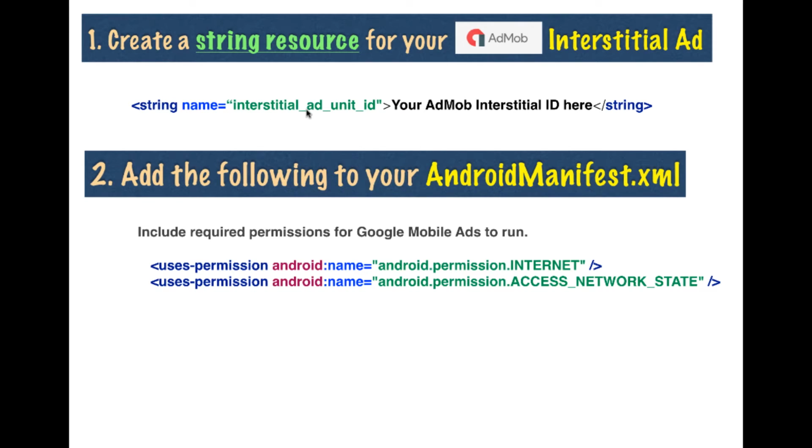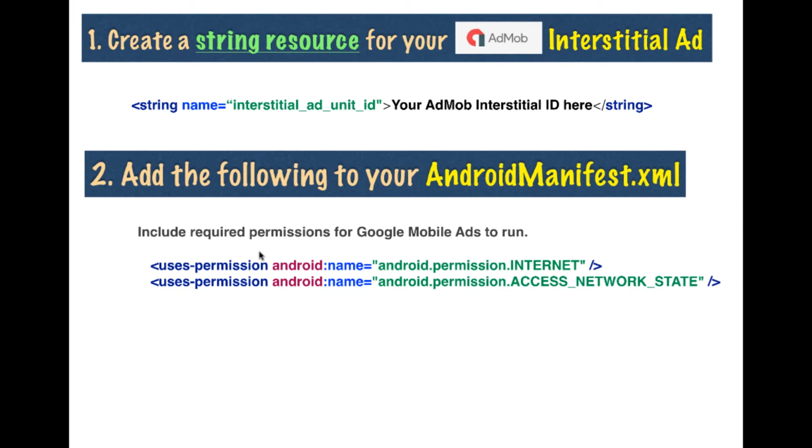You can name it interstitial_ad_unit_id, or plainly Admob Interstitial ID. And in between the string brackets, your Admob Interstitial ID should be put here, this one. And then after that, you can use the same ID for the test ads that you use for Admob banner, but you should name it with a different name for this resource.